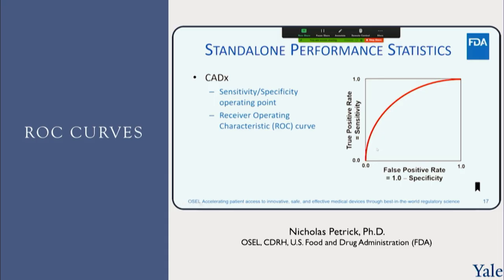But what we're interested in is the overall performance of the algorithm. And so what we can do is plot the sensitivity and false positive rate for all the different thresholds of that algorithm. And we can track that across the whole spectrum. So we can go from 0 to 1 in false positive rate, which subsequently goes from 0 to 1.